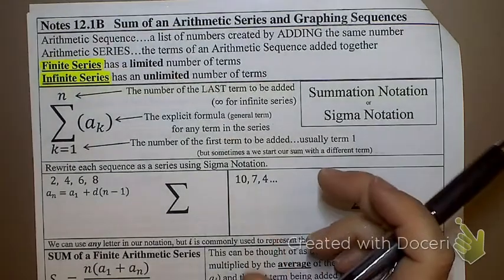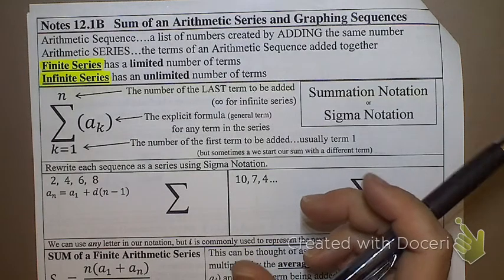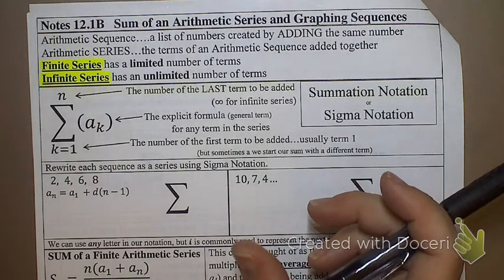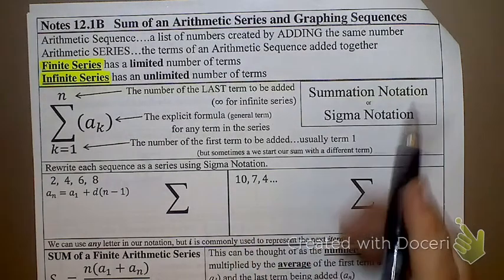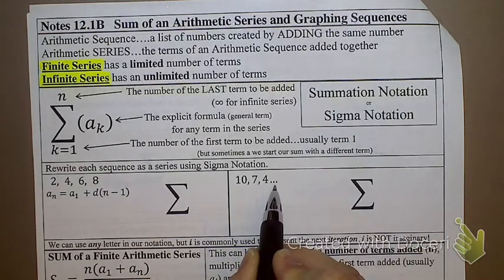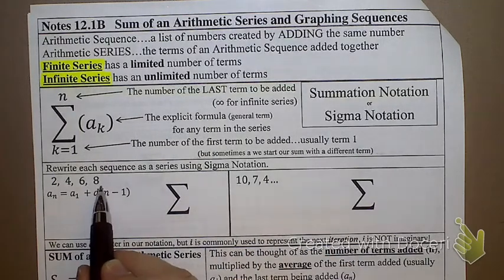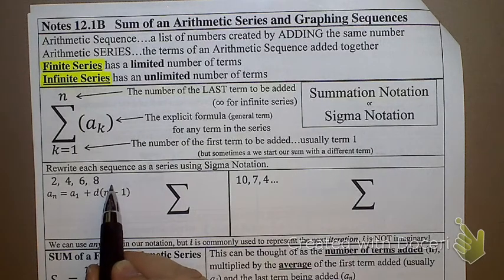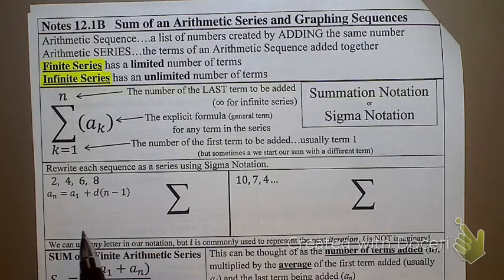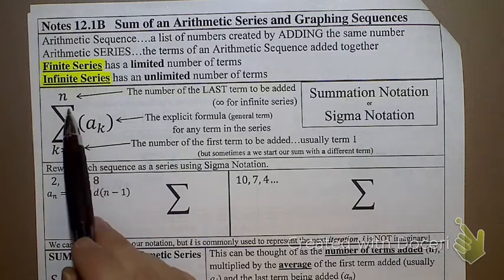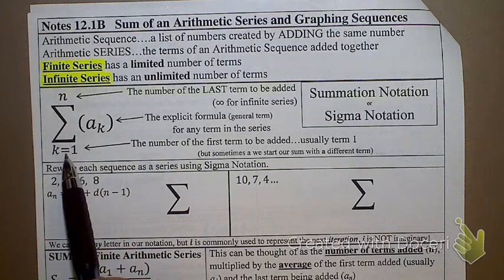Infinite doesn't end. It just keeps going. Every time you have an infinite series, you're going to see this at the end of it: dot, dot, dot. Because there's no end to the series. It just keeps going. A finite series will not have the dot, dot, dot because there's an end that you can see. All right? And we're going to be using this giant E-looking thing.